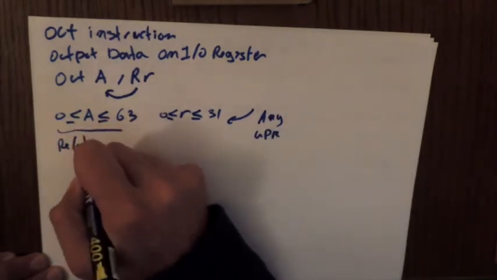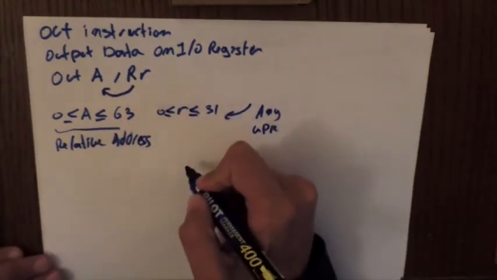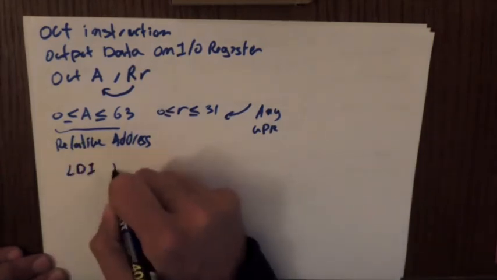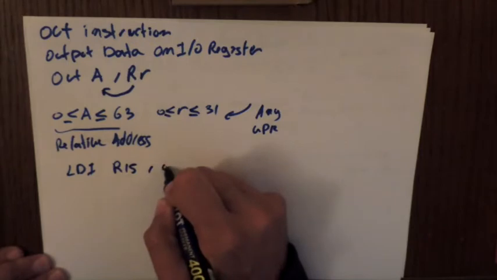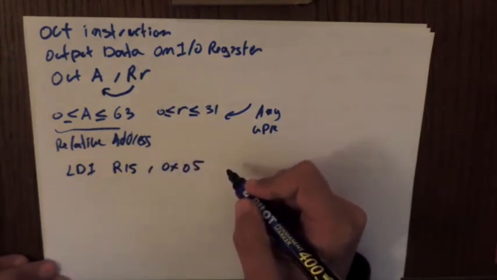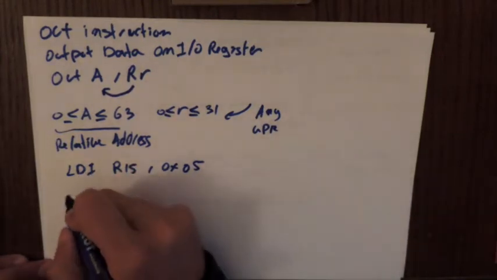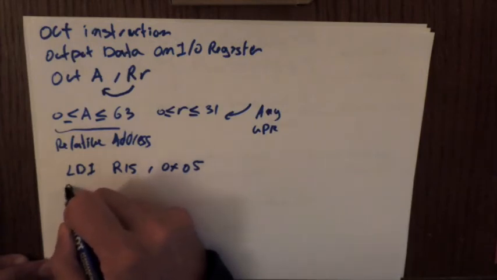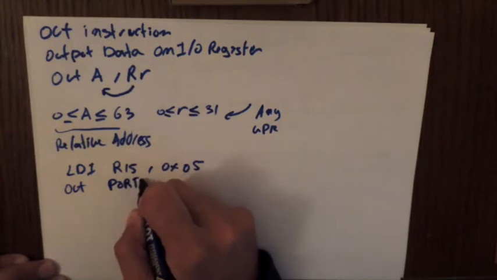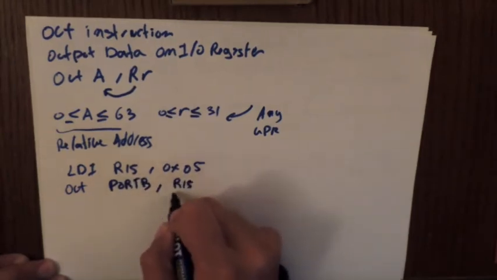And here, relative address. So now we can use something like LDI R15, 0x05. Here we place data into R15, and then I want to place it on port B. So actually I can put OUT PORTB. I can use its acronym, its name, and put R15. This will place 5.